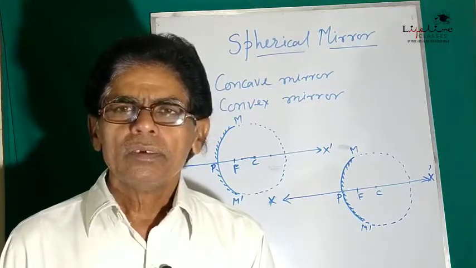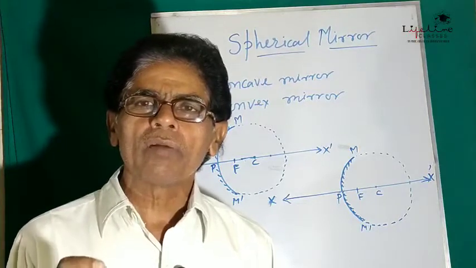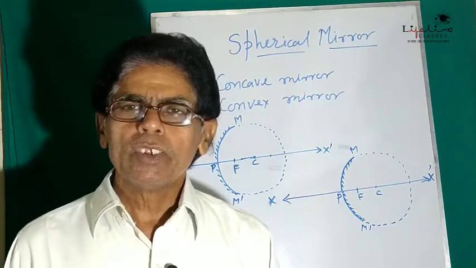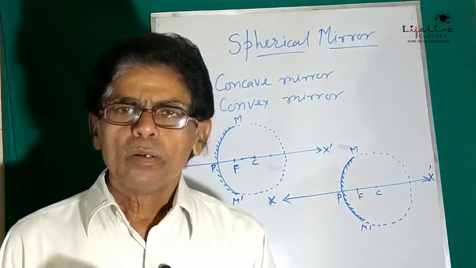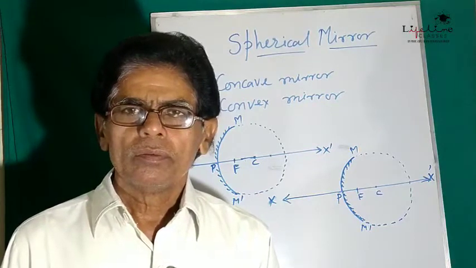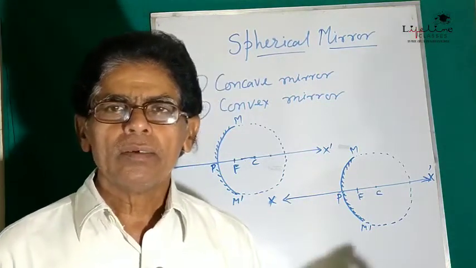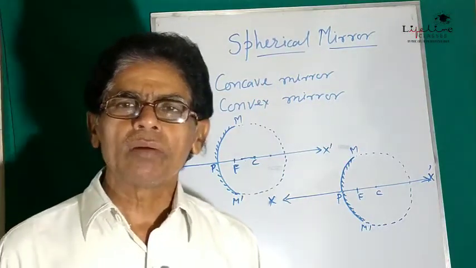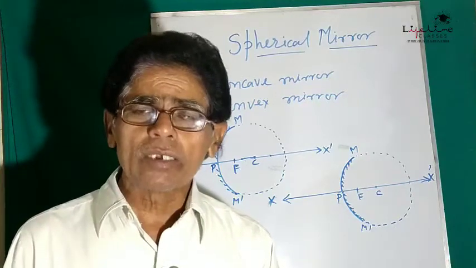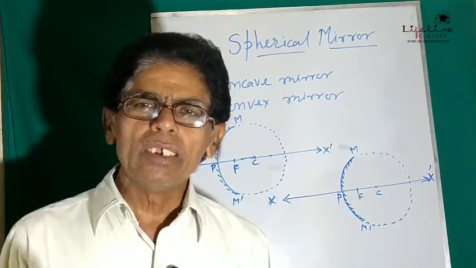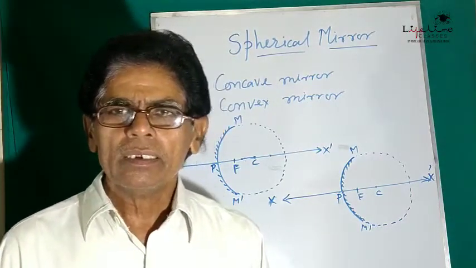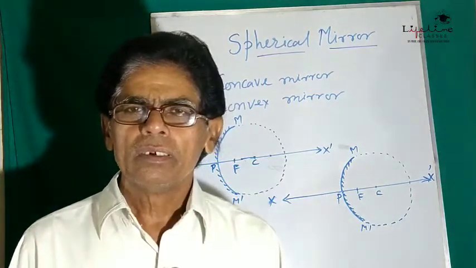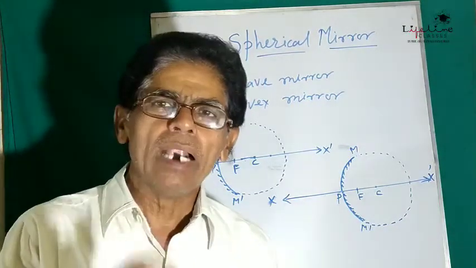Now next is the center of curvature. What do we mean by center of curvature? It is one of the terms associated with the properties of a spherical mirror. So what is the center of curvature? It is the center of the imaginary hollow sphere of which the mirror is a part.